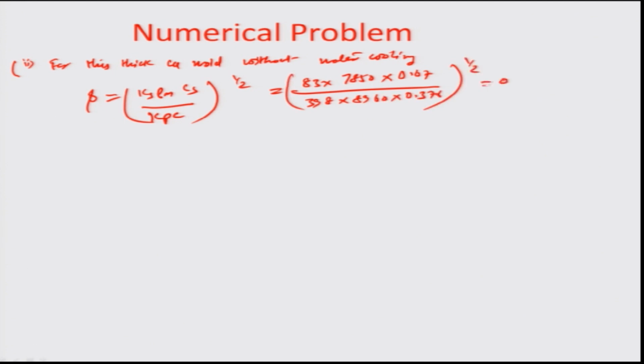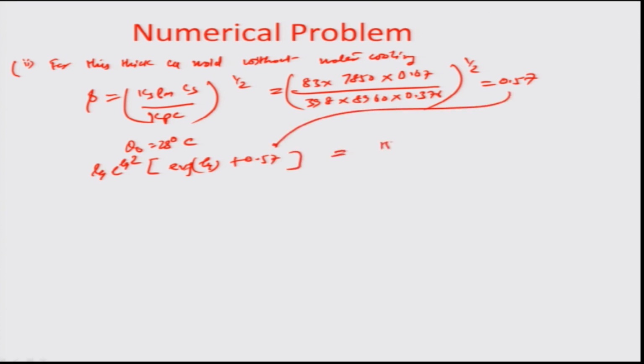So, this becomes equal to 0.57, and corresponding to a theta 0 of 28 degrees Celsius, zeta times error function zeta, or e to the power of zeta square times the error function zeta plus 0.57, which is this phi value here, should be equal to the theta freezing minus the room temperature theta 0 divided by the latent heat of solidification times root pi times the Cs, or the specific heat capacity of the solidified metal, 0.67 value.